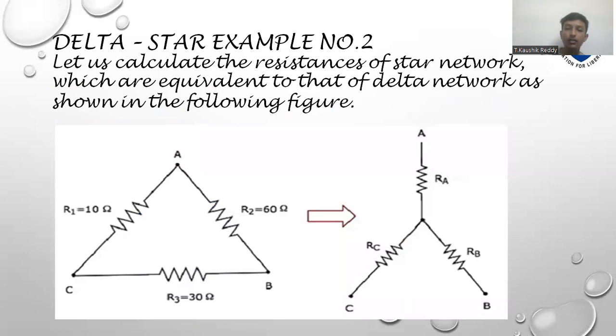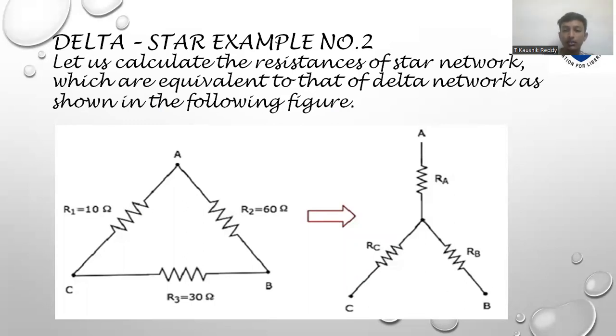So here is example number 2 for the delta star conversion. Let us calculate the resistance of the star network which is equivalent to the delta network as shown in the following figure. So here we have a delta diagram and a star diagram. Here we have to convert delta to star. We have R1 is equal to 10 ohms, R2 is equal to 60 ohms and R3 is equal to 30 ohms in the diagram of delta.